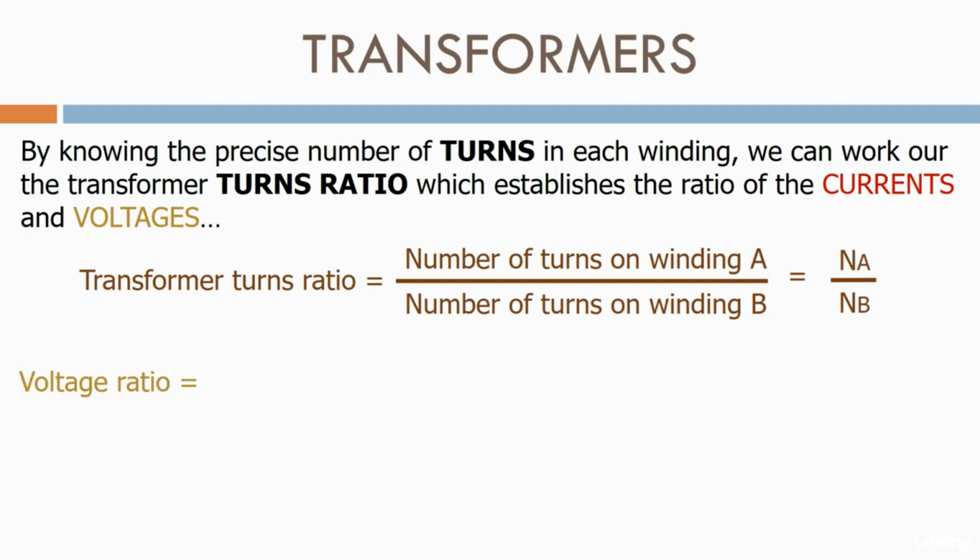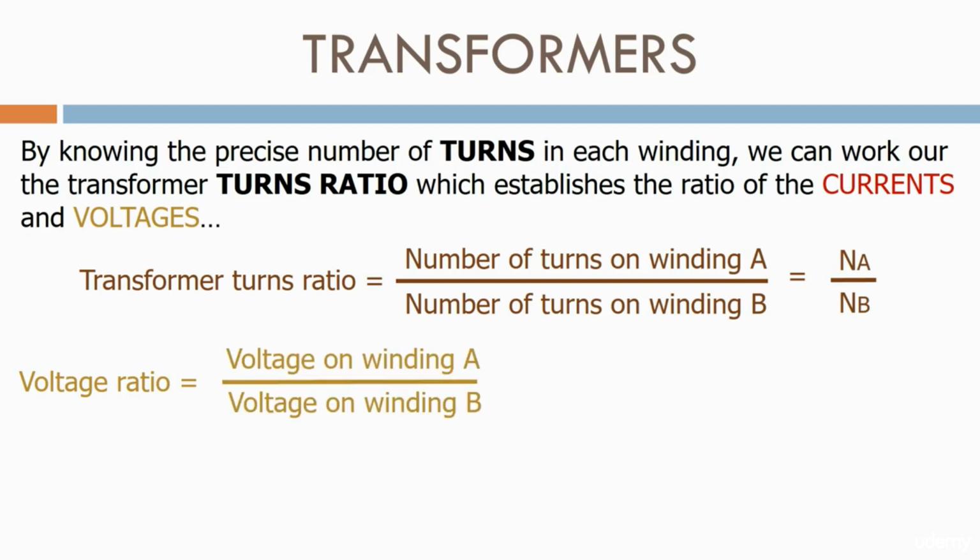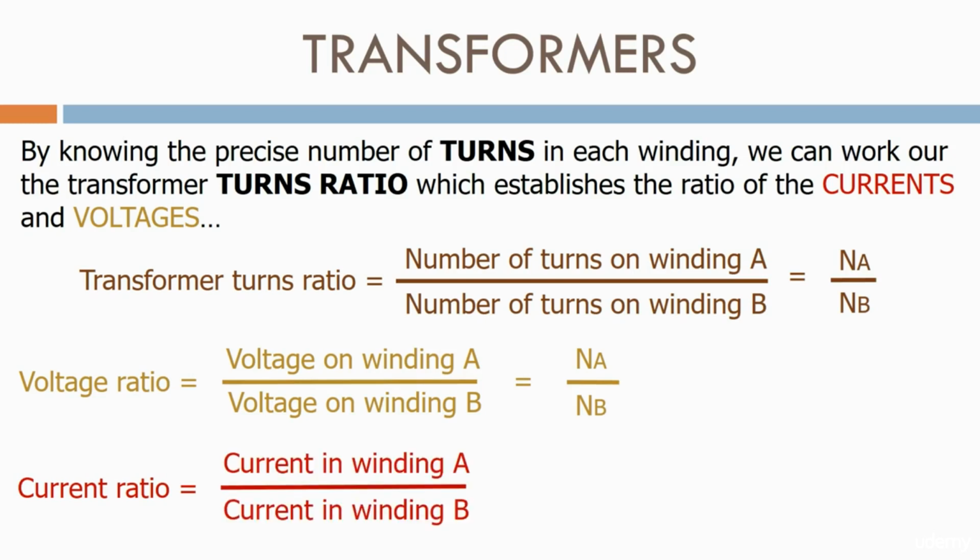The voltage ratio equals the voltage on winding A divided by the voltage on winding B, equals the transformer turns ratio NA over NB. The current ratio equals the current in winding A divided by the current in winding B, equals the inverse of the transformer turns ratio, NB over NA.